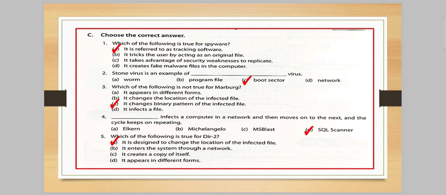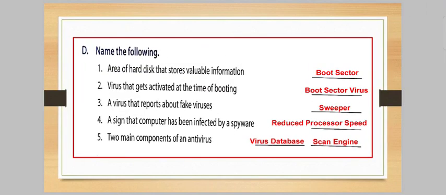Next, the area of a hard disk that stores valuable information is called boot sector. Next, a virus that gets activated at the time of booting is called boot sector virus. A virus that reports fake viruses is sweeper. Next, a sign that a computer has been infected by spyware is reduced processor speed.